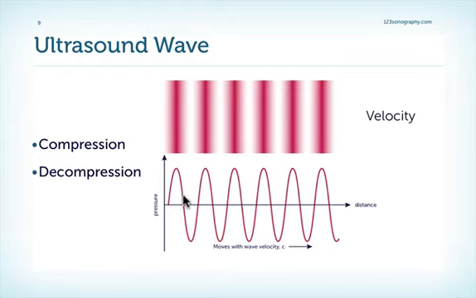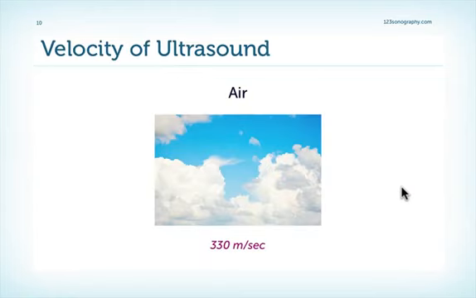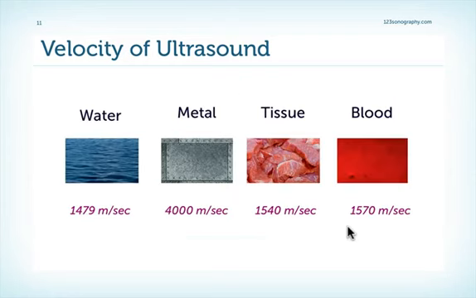And the velocity is the speed with which the sound wave travels through materials. And this speed or velocity depends very much on which material the sound wave is passing through. For example, for air, we have a velocity of 330 meters per second. In principle, the more dense the material is, the higher the velocity. Note that the velocity is quite high, for example, in metal. And also note that the velocity is quite similar for tissue and blood. Both materials that we're imaging with the help of ultrasound.